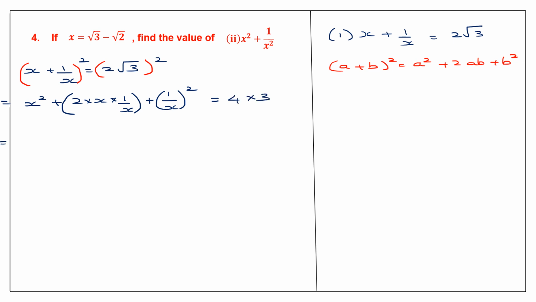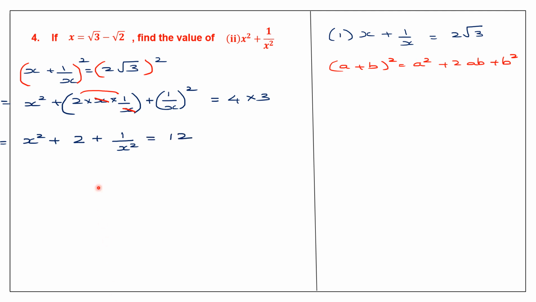Now let's simplify this. So this is x square plus, now here can you see we have an x here and x here which can be cancelled because it's multiplication. So what is left is only 2 into 1, which is 2, x square plus 2 plus, now here we have 1 by x square. 1 square is 1 into 1, which is still 1, so I've simply left it as 1. And this becomes x square because this whole thing is squared. And this is equal to 4 into 3 is 12.